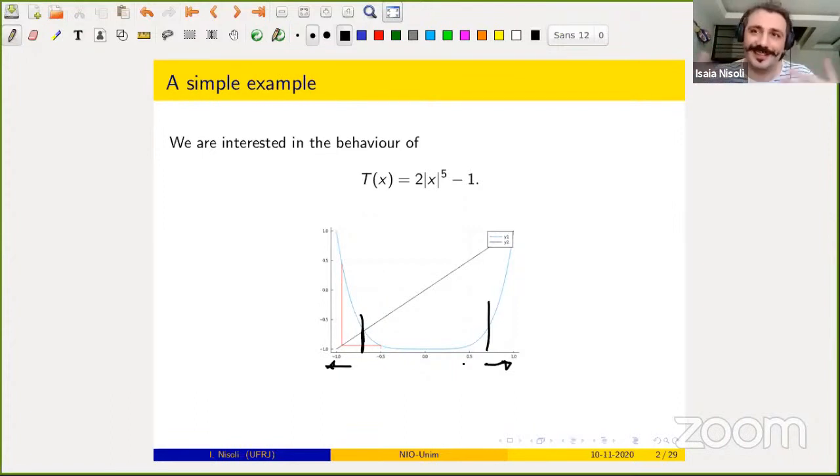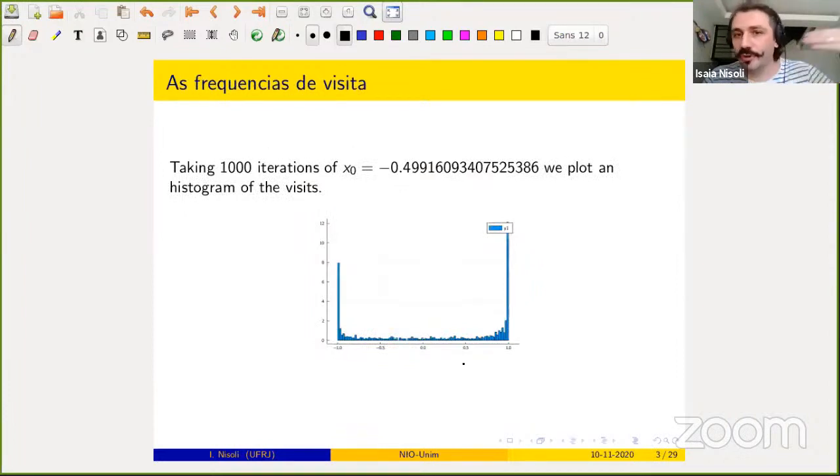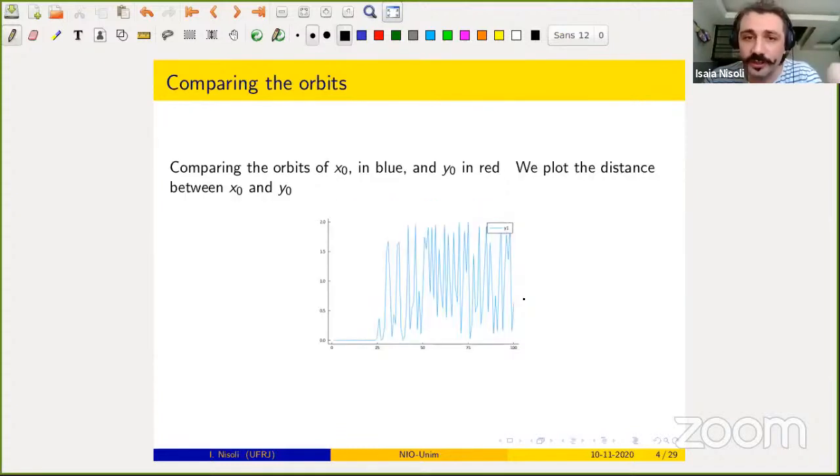The behavior of these maps is delicate. Stefano is an expert on the topic, and these maps are delicate to study because you have this coexistence of expansion and contraction. So we are interested in the behavior of an orbit of this map, and looking at the histogram, we can see that the orbits of a point spend a lot of time near minus one and near one. And if we compare two nearby points, what we can see is that they start really near and spend some time together, but after a while, they are spread out by the diameter.